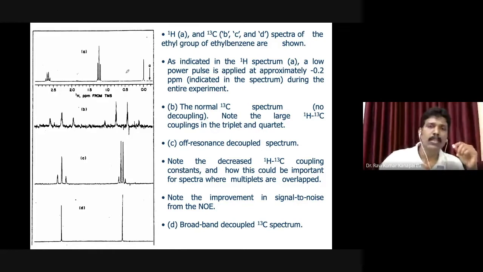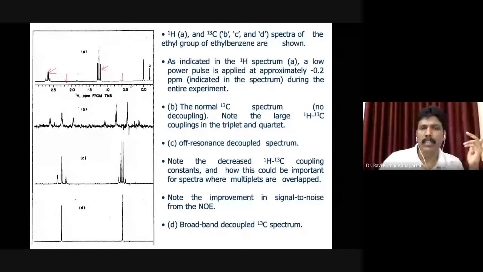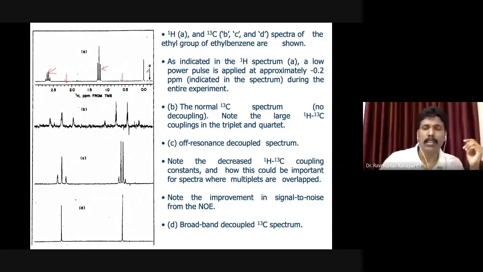So I can choose anywhere, this place. It's my choice, but I have to choose a frequency which is not matching exactly the resonating frequencies. Since there is a resonance, that's what we see a quartet here, and that's what we see a triplet here. So we have to choose anything. In this particular example, they have chosen this minus 0.2 as the decoupler frequency to record the off resonance spectrum of ethyl benzene. So this is off resonance. It is not exactly on resonance. It is off resonance, right?